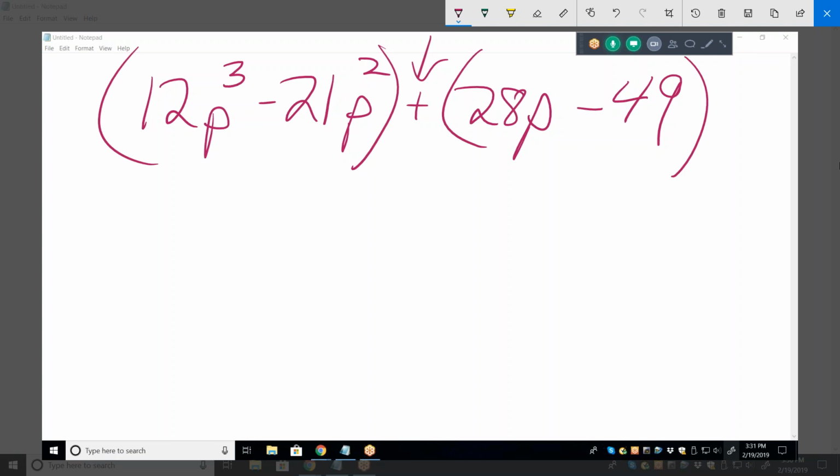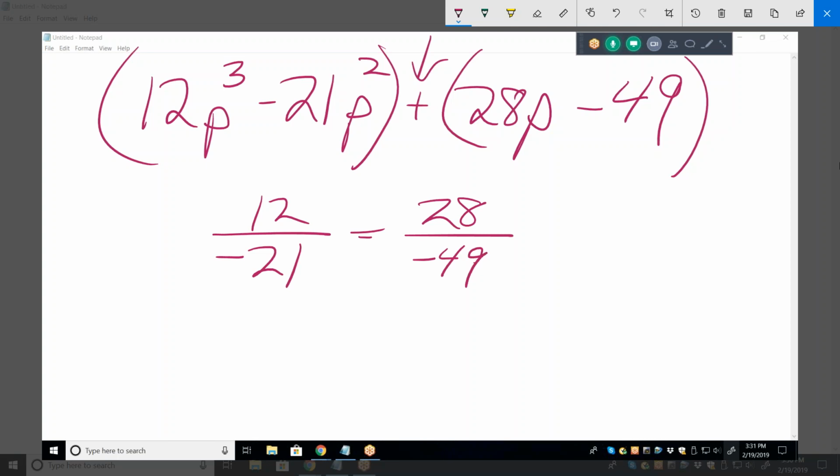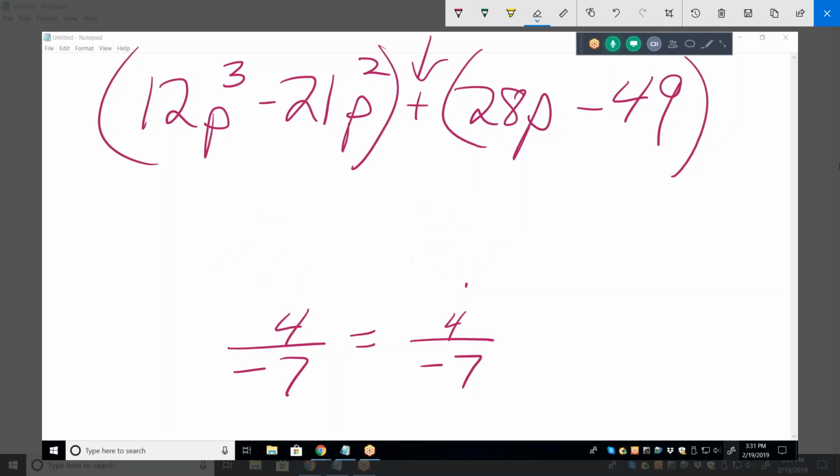Yes. Let's check. Is 12 over minus 21 equal to 28 over minus 49? Now I can divide this by 3, so that becomes 4 over minus 7. I can divide this by 7, that becomes 4 over minus 7. So yes, we can group it. We can solve it by grouping. It's the next line.